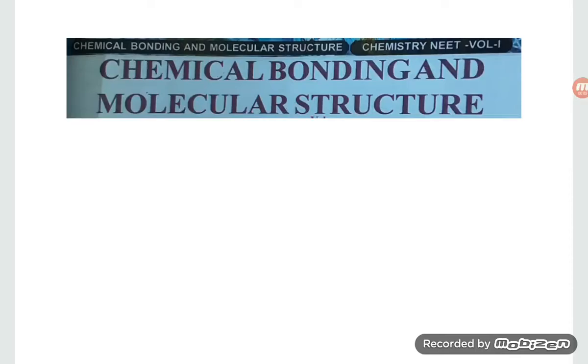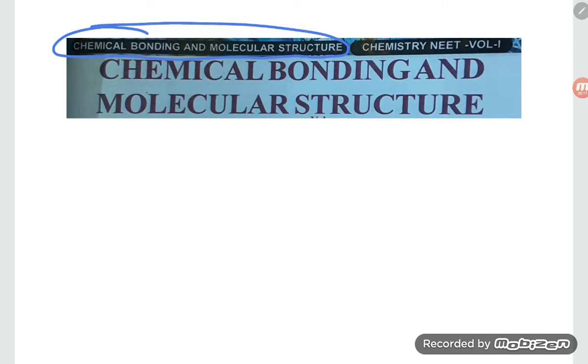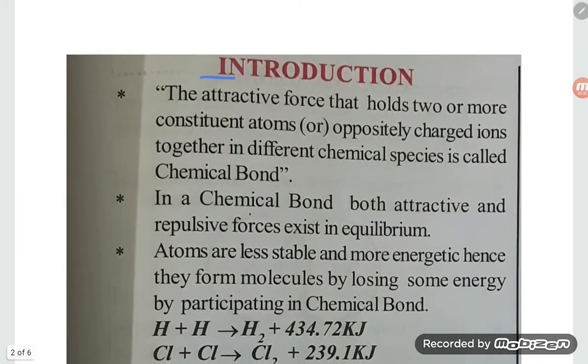Hello students, today we are going to start the chemical bonding chapter. This is chemical bonding and molecular structure, from the Narayana NEET book that I have selected. So this we will study, that is chemical bonding and molecular structure. Let us read out the slides. Firstly, we will do the introductory part of this chapter.